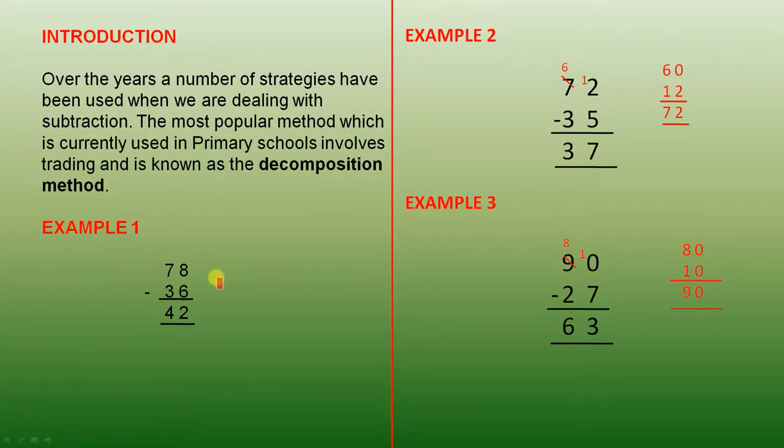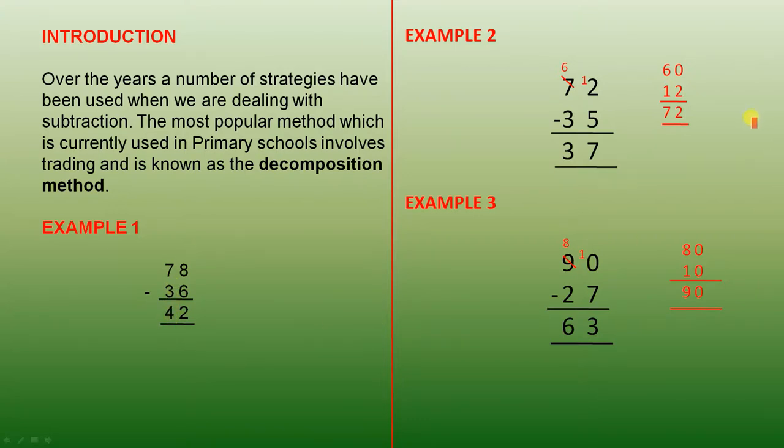Our first example here is a very basic one. It doesn't require any trading at all. We have 78 minus, or take away, 36. We start from the right hand side. 8 take away 6 is 2 and 7 take away 3 is 4, so the answer is 42.